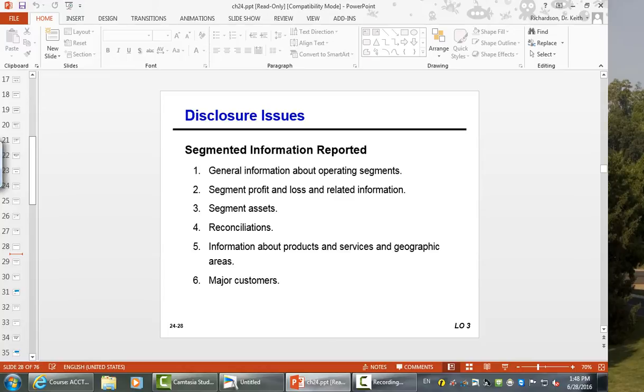General information about the operating segments, what they are, what they do. Segment profit and loss related information, so you're going to give the profit and loss for each one. The total segment assets, the same stuff that you used as the criteria. Reconciliations, what does that mean? Adds up to the whole company, right? Information about products, services, and geographic areas, and then major customers. So we're looking for that information.